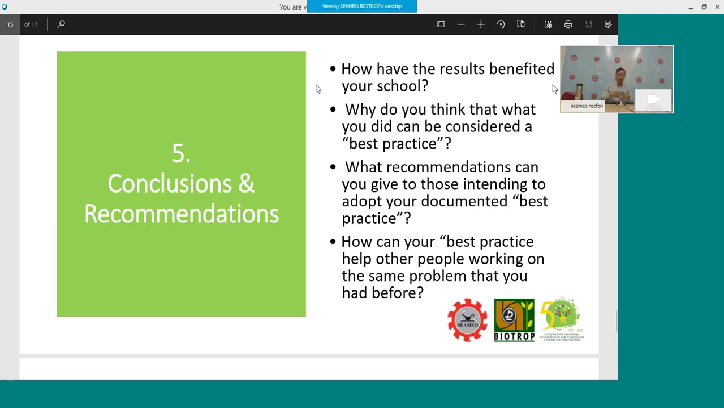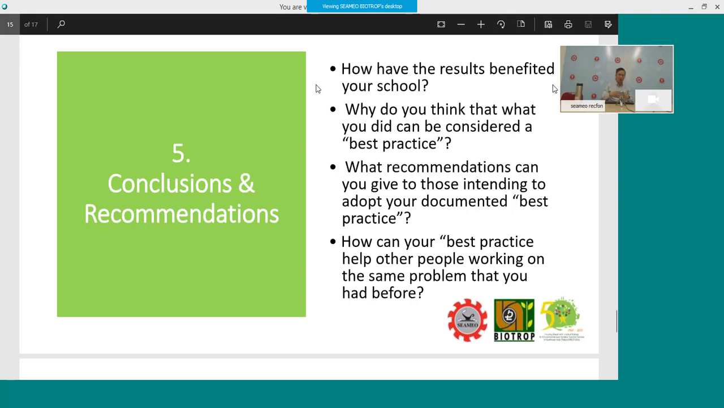First, how have the results benefited the school? So like doing the compost activity, what benefits did it bring to your school, to your classmates, to the teachers, to the environment, to the community? So what benefits? And then why do you think that what you did can be considered as a best practice? In your activity, what did you do that you think is a best practice? So you conclude, you can say, this is a best practice because of these reasons.